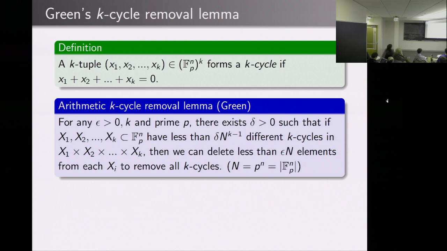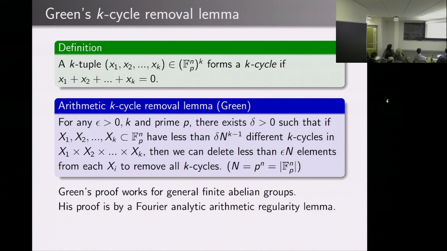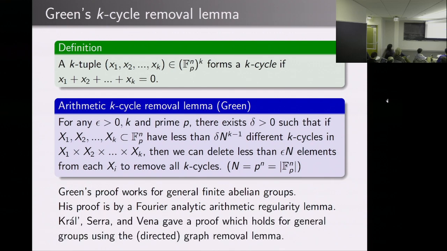And here if it's much smaller, so the density is very small, then we can delete less than epsilon times N elements from each X_i to remove all k-cycles. Okay. So Green's proof actually works for general finite abelian groups. And he basically develops an arithmetic regularity lemma using Fourier analysis and uses that to prove this.